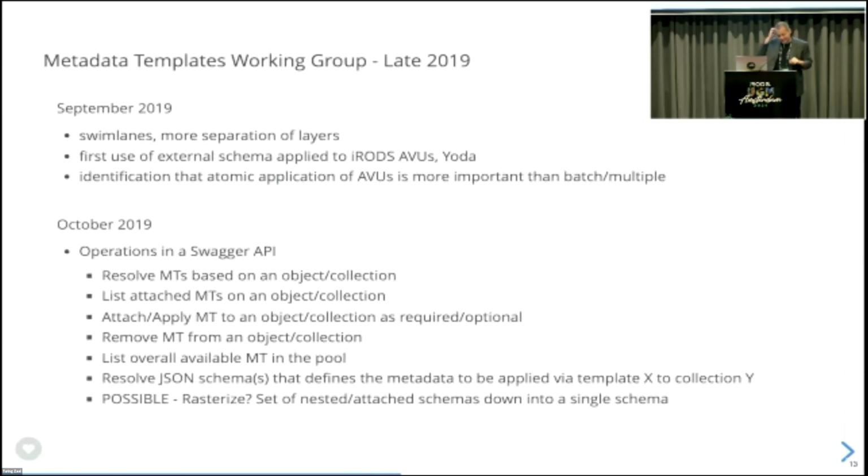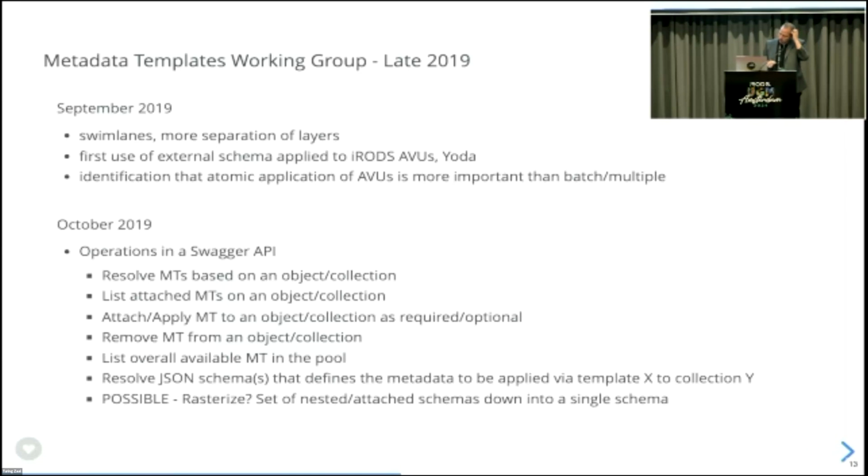By late 2019, we separated a bit more. First time we had a use case of using an externally defined schema. That was a revelation, right? Yoda figured out how to do that. They pointed at a schema defined by somebody else, stored somewhere else. So this is the future. Also, we identified that, gosh, this is slow. So atomic application of multiple metadata unit attributes at the same time was important. So we agreed in September 2019 that was important.